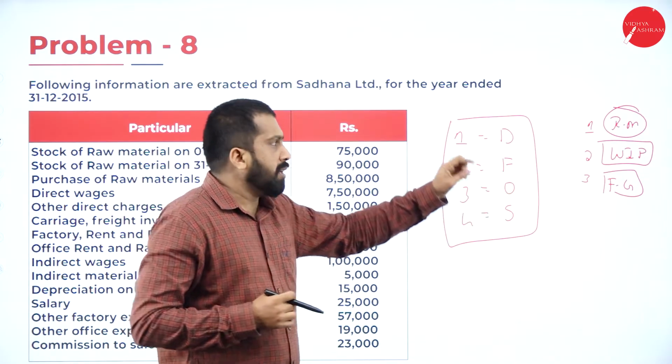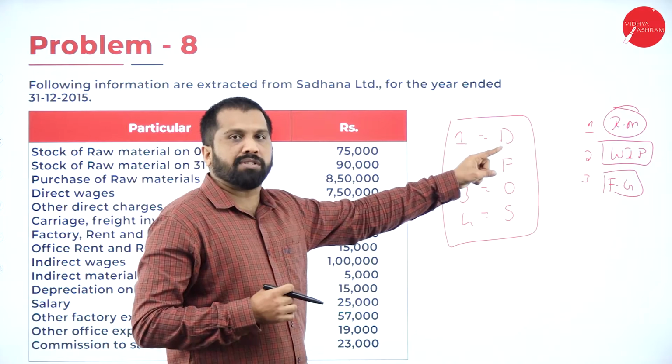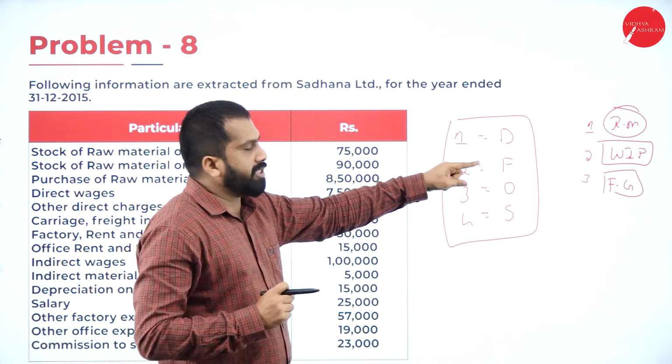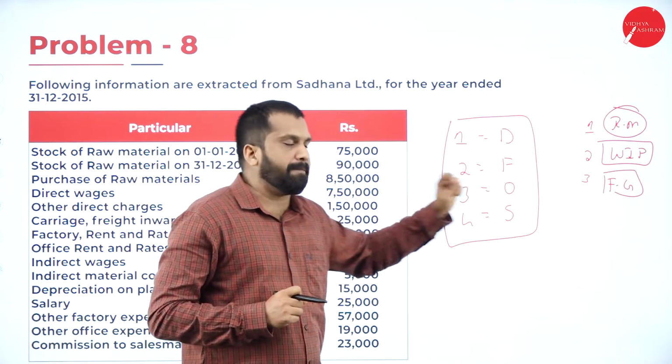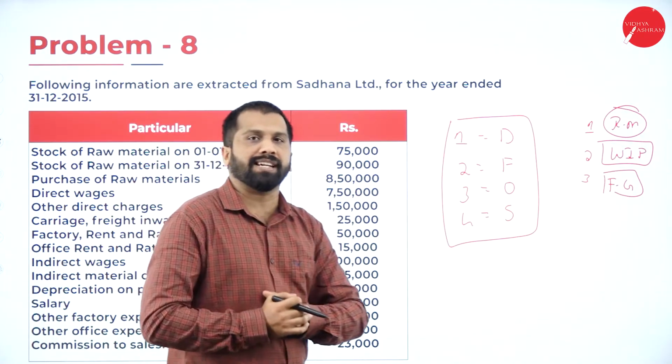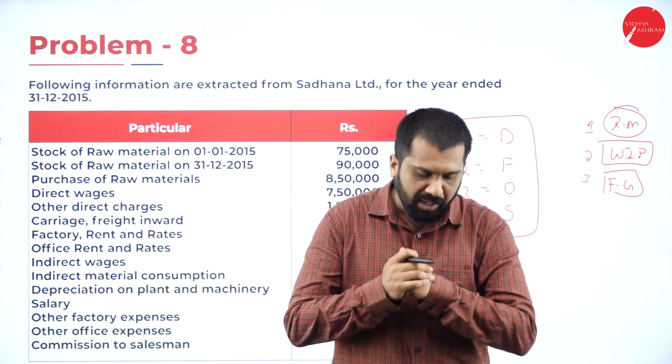Hope you are clear. Raw material always goes where? Your step 1, direct. Work in progress always goes where? Factory. And your finished goods always go with your office and administration. Hope you are clear. Good.